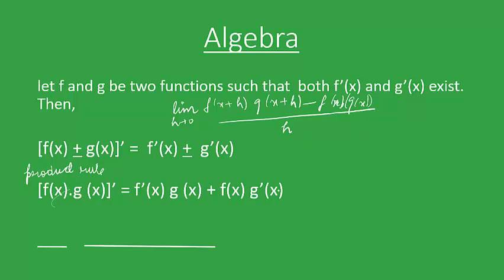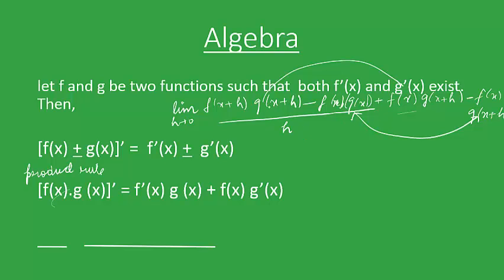Now to convert it into this particular form, what we need is the addition and subtraction of the term f(x) g(x plus h). Now after adding these terms, just see these two terms and these two terms, and you will be able to derive the expression. It's easy to derive the expression now.